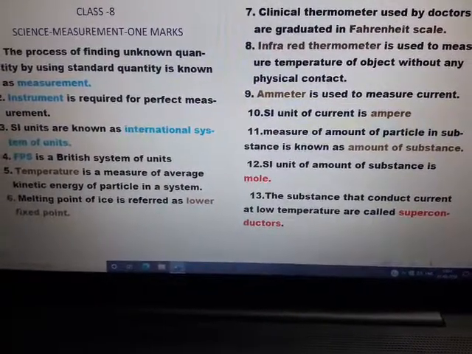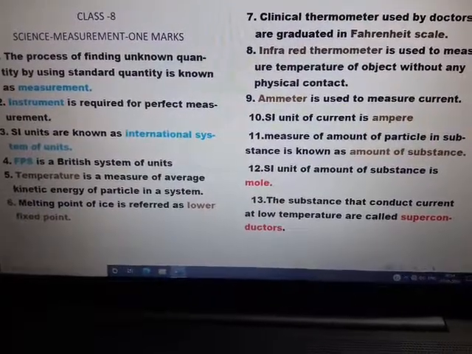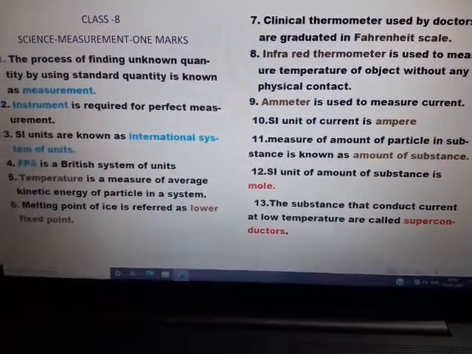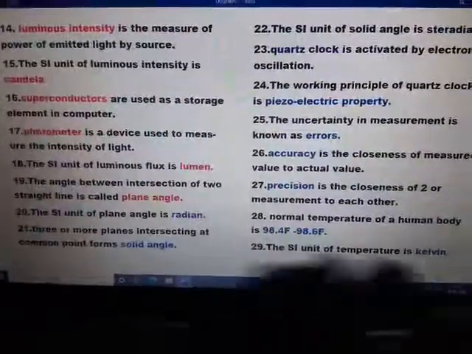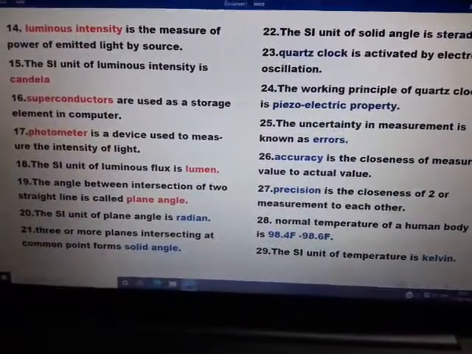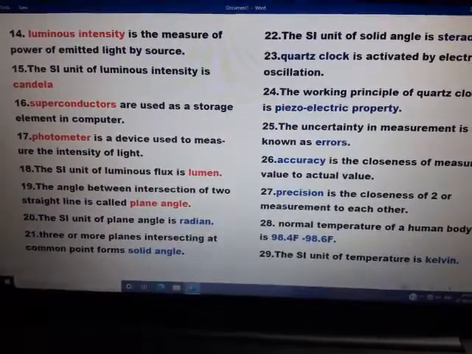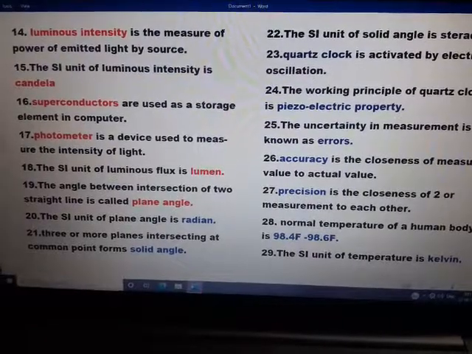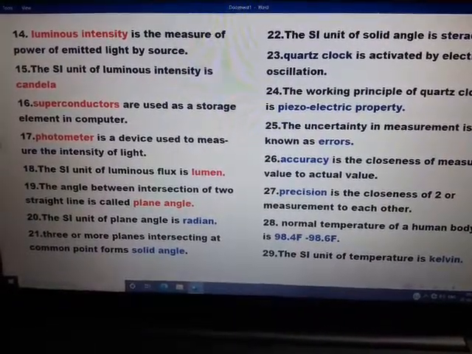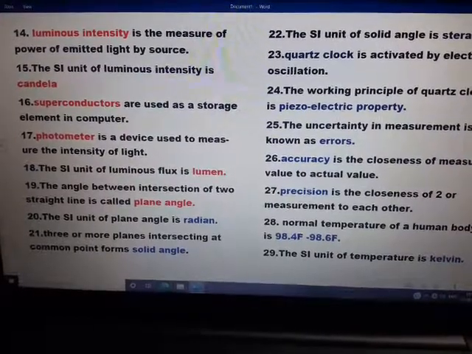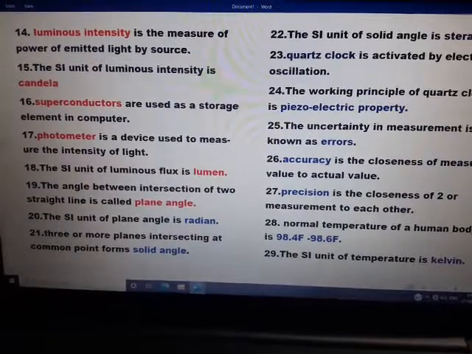13th question is, the substance that conducts current at low temperature. So any substance that conducts current at low temperature is referred as superconductors. Next, 14th question is, dash is the measure of power emitted by the light source. So measure of power of emitted light by the source is known as luminous intensity. Next question is, the SI unit of luminous intensity is candela. It is represented by CD.